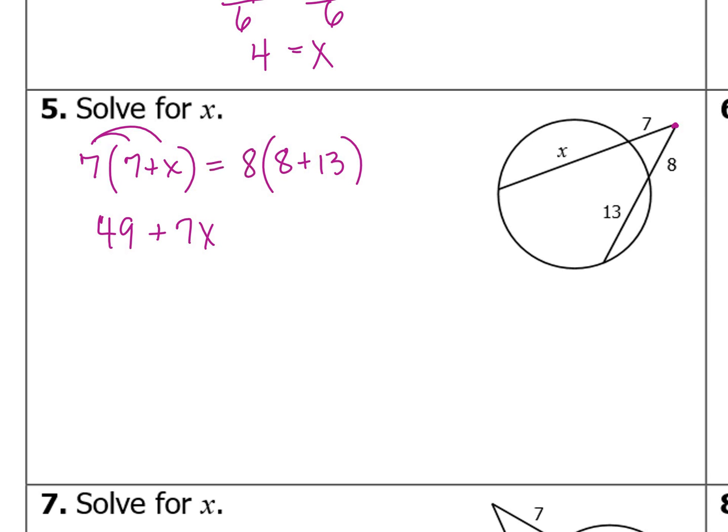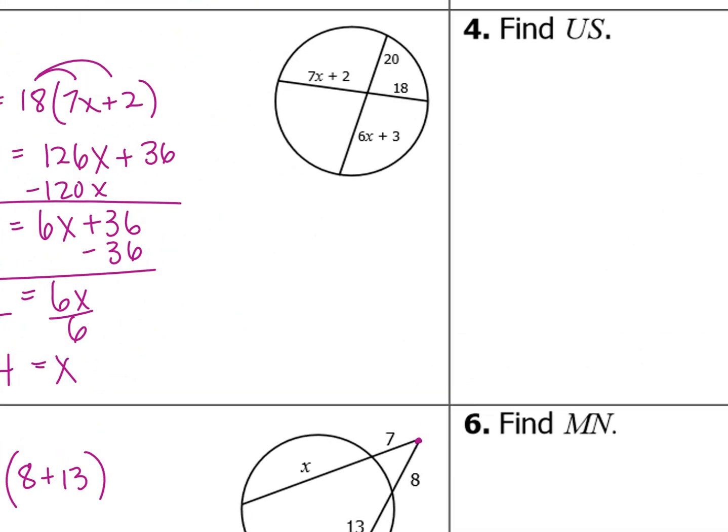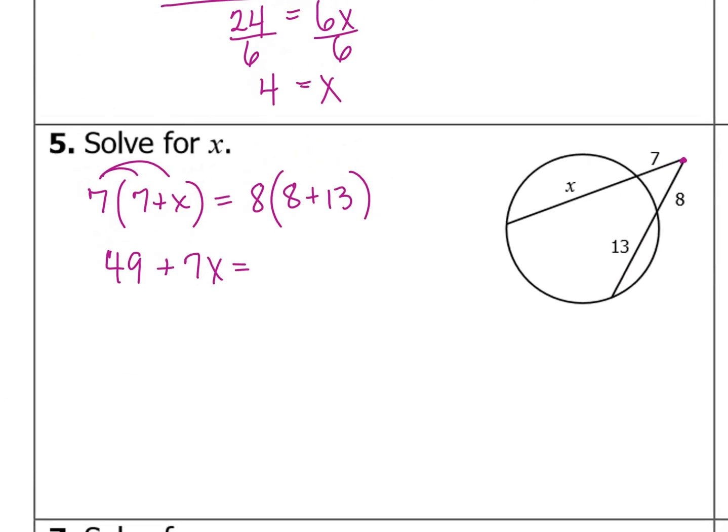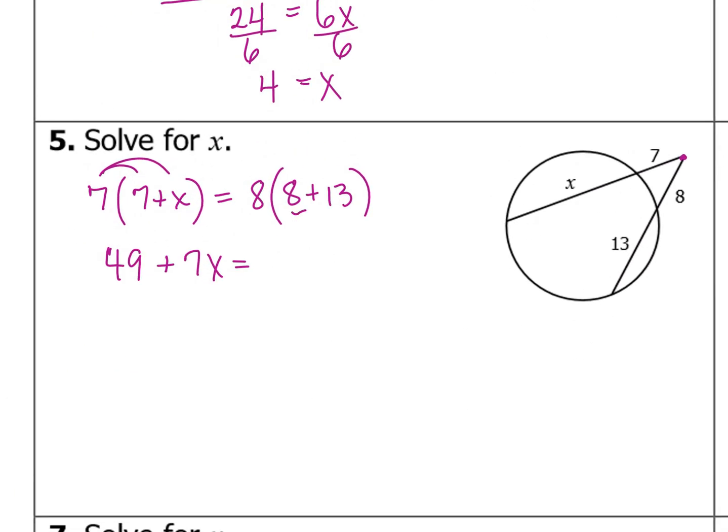Equals 8 times 8 equals 64 plus, let's see, so what did I do? Well, you know what, let me back up. Sorry, I don't need to distribute that. I need to combine these first right here. Okay, so that's going to be 21. Now I can do 8 times 21 is 168.